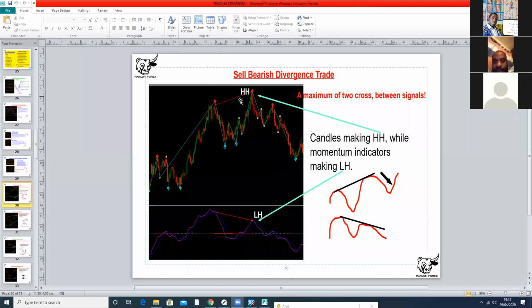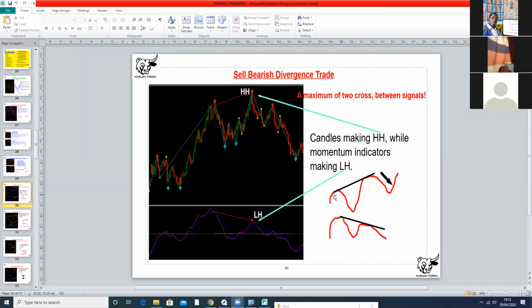Now this is, let me go again, guys. What we've got in this sell bearish divergence trade is that price is making higher highs, but the momentum indicator is making lower highs. The momentum indicator is like your stochastic, your MACD, your ADX, your RSI. Those are what we call momentum indicators, and all it's showing is how much strength there is within the market.